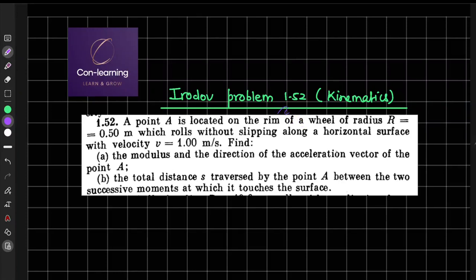Hello everyone. In this video, we are going to solve problem number 1.52 from Irodov, and that is related to kinematics. So let us first understand the problem and then we will solve it step by step.